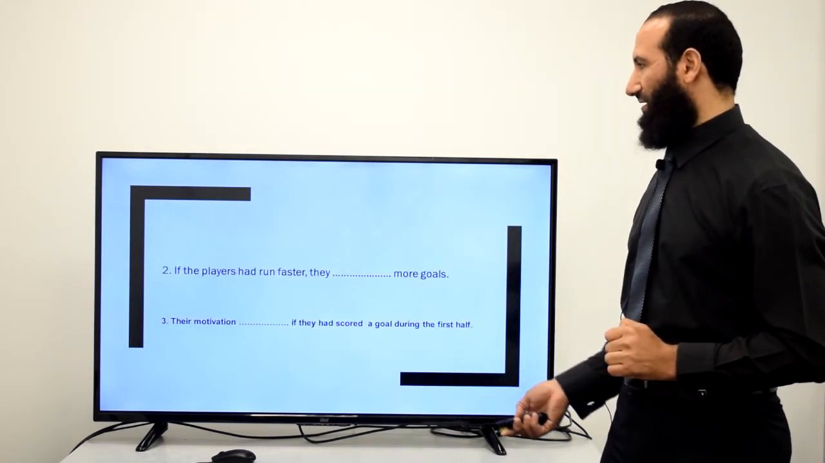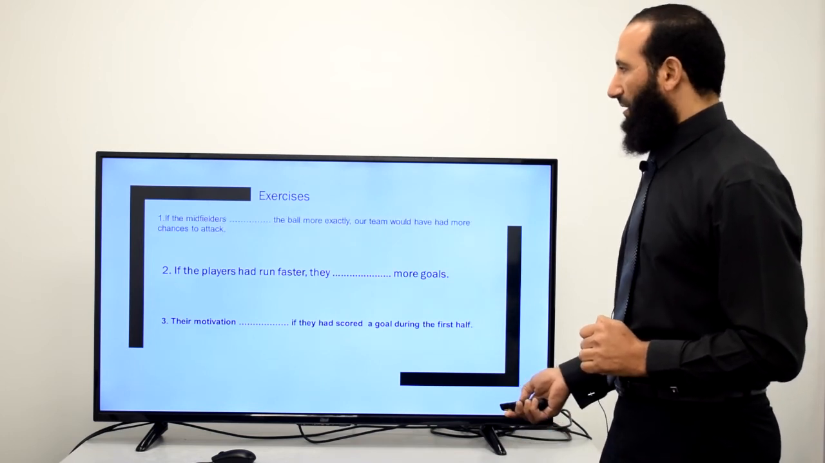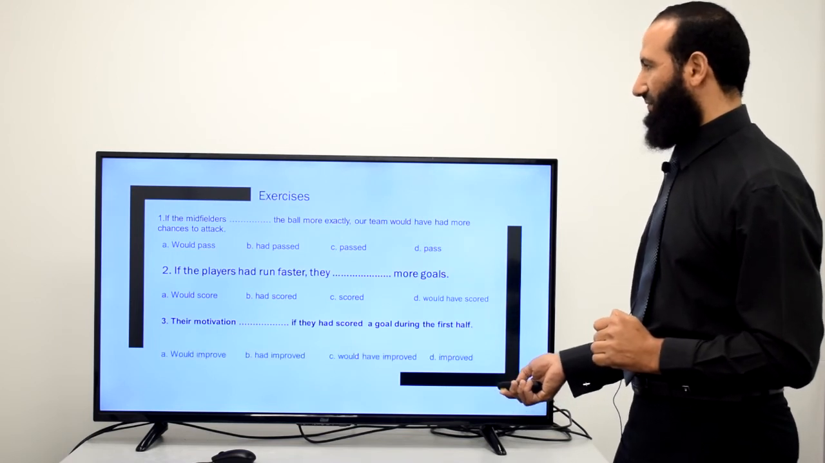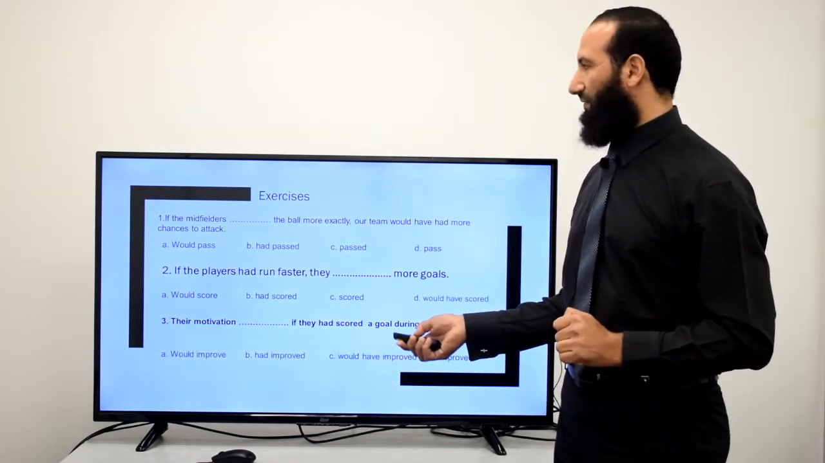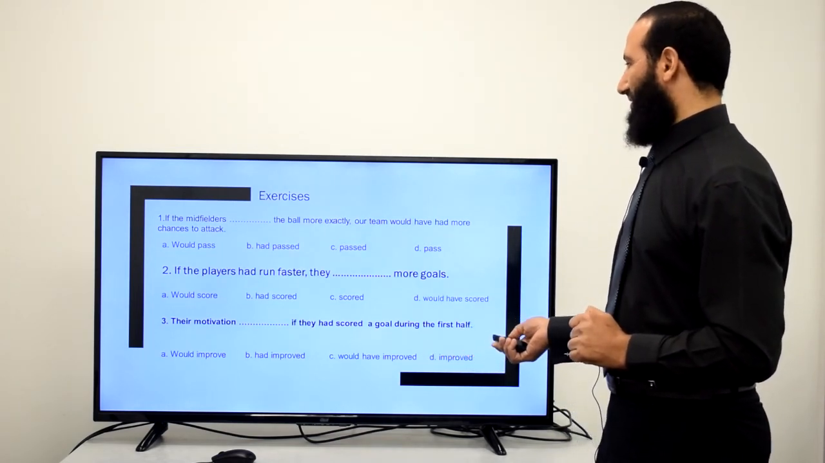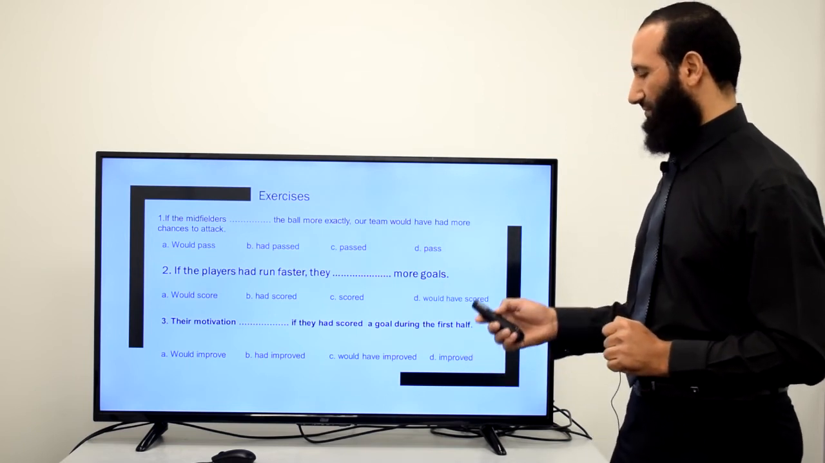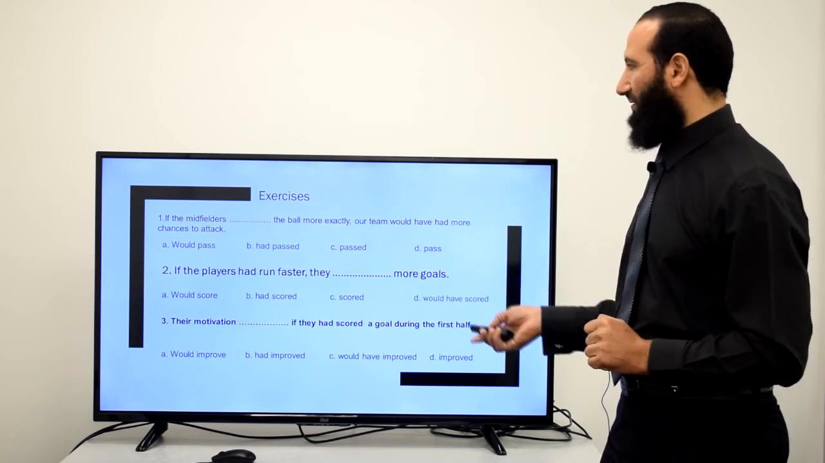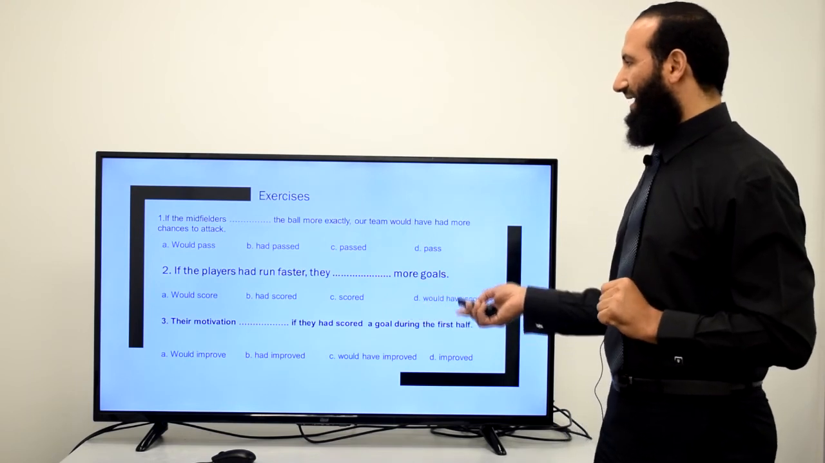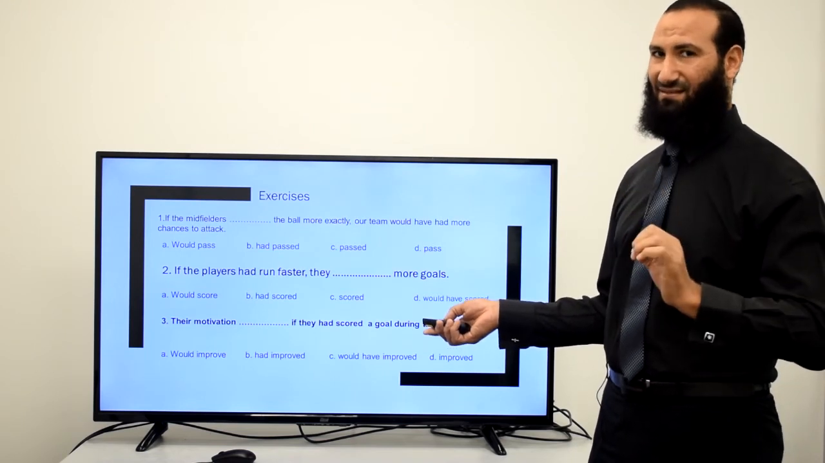Okay? Now it's time for exercising. We have here an exercise, a simple exercise for you. Number one, if the midfielders passed the ball, more exactly, our team would have had more chances to attack. What should we choose here? Okay, yeah, I can hear you. If the midfielders had passed, yes, had passed. The answer is had passed, okay?